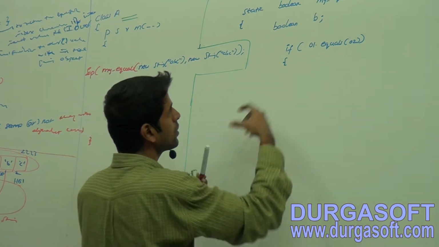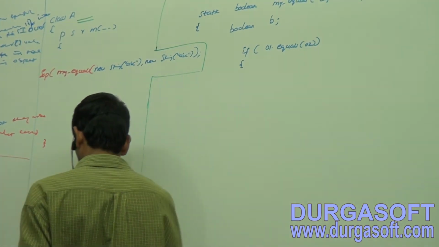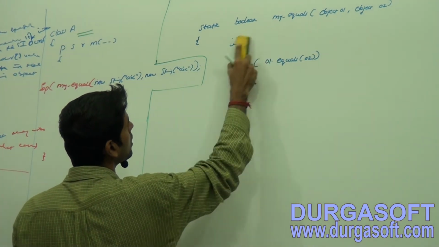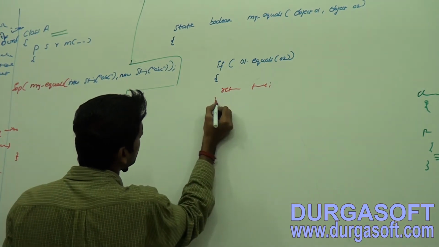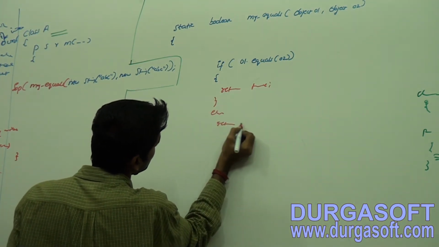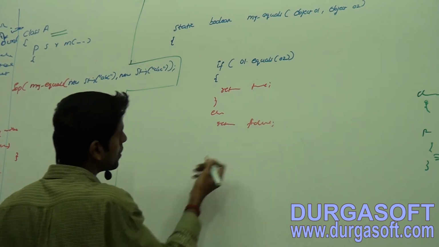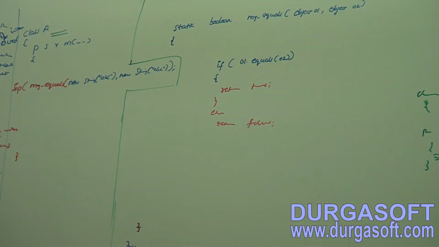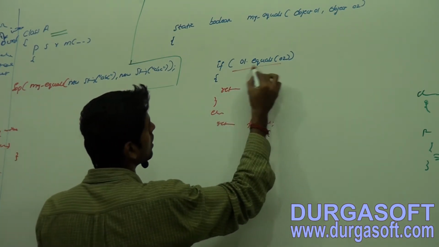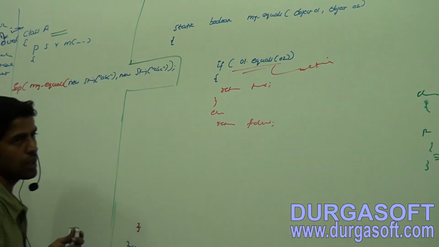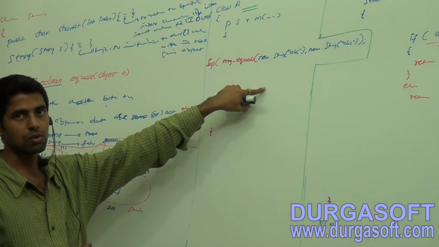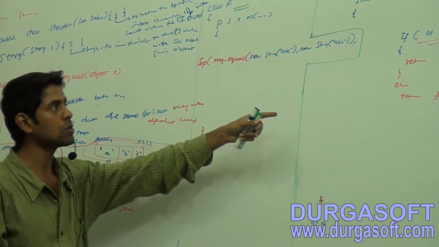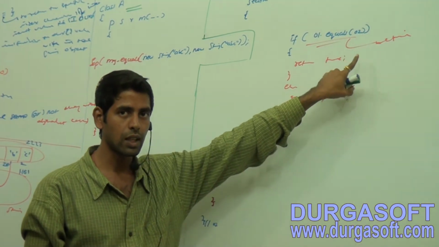Try to observe here. If it is true, just put return true instead of even this variable also. Can I return like that? Yes, return true. Otherwise return what? False. Which equals method are you using? Through overriding, I am using the string class equals method only. Observe here, it will give the answer as true only, because I'm using the string class equals method internally.